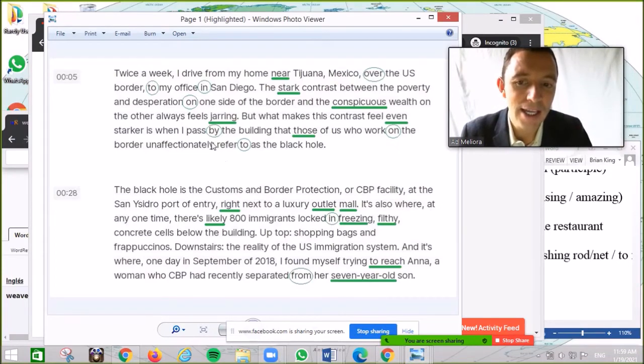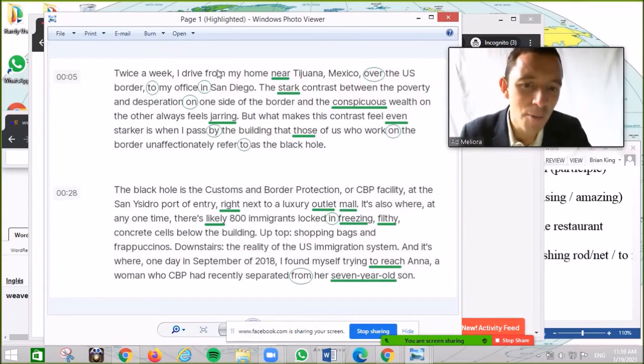Okay, this is page 1. So she says, twice a week I drive from my home near, like circa, Tijuana, close to, so near, close to, over the US border. So the preposition with the border, we say over the border or at the border. Okay, but she drives, so here over is connected with the verb.